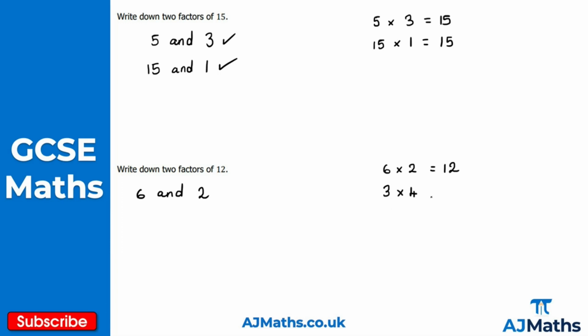So 3 times 4 gives me 12 there. And I can also do 12 times 1. So 12 times 1 would give me 12. So we can say here 3 and 4 are also factors of 12, and 12 and 1 there. Okay, and there we have it. So any of those would give us any two factors of 12, and that's our solution to that question there.